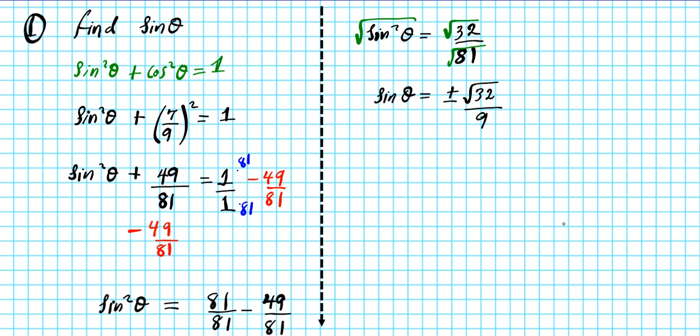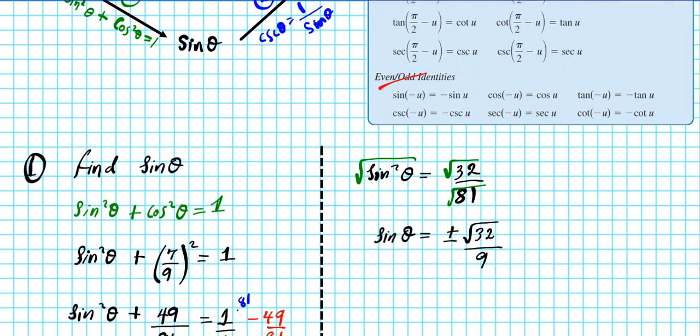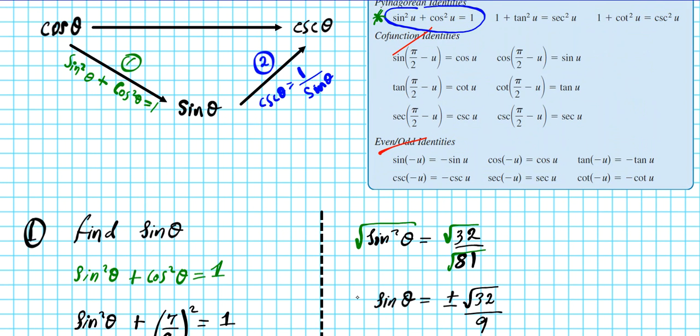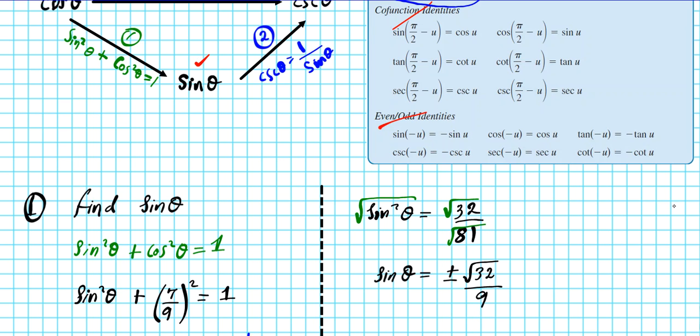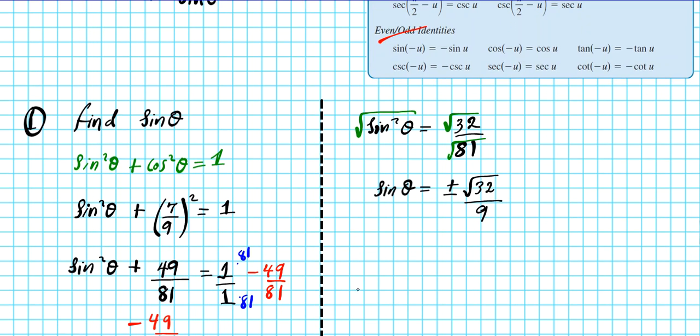So guess what? We are halfway in our trip to cosecant land. We have gone from cosine all the way to sine. Okay, we now know what sine is. Sine is plus or minus root 32 over 9 depending on the quadrant that theta resides. We're going to leave the sign undetermined until we get to our final destination. So what do we do next? We're going to advance to step number 2, which is to determine cosecant using sine.